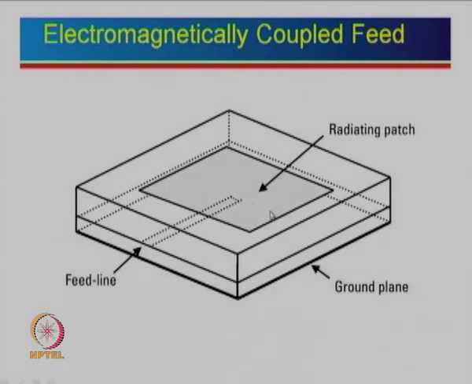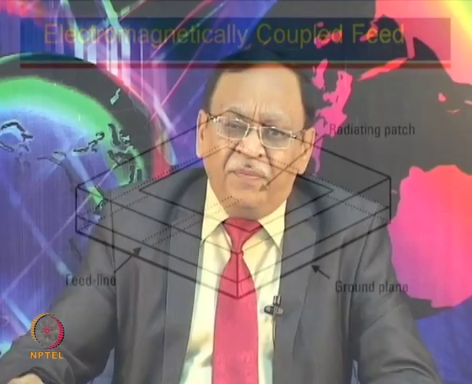And how does this patch get excited? This feed line is going there. When this feed is fed there, we can see that the current will be 0 here, and the current will be maximum there. So by using this electromagnetic coupling, the coupling is through the magnetic field. That magnetic field gets coupled to the top patch and excites it. Okay, so that is what is known as electromagnetically coupled feed.